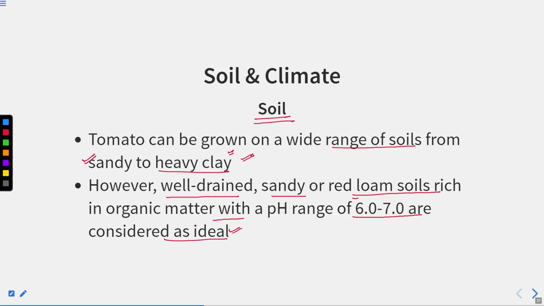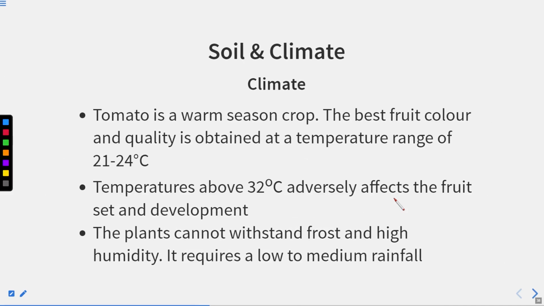So you can see the pH range lies between 6 to 7, that is slightly acidic in pH, right? And it is well-drained, meaning water should not stay in the soil. Well-drained, sandy or red loamy soils which are rich in organic matter are the optimum for this particular crop, and the pH should be between 6 to 7.